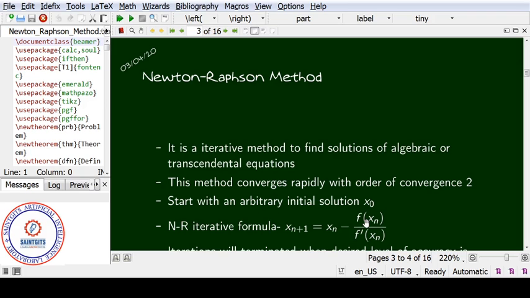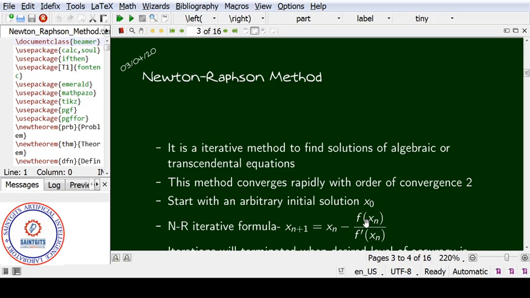Algebraic equations means an equation which involves a variable x or y and its higher powers and equal to some constant or 0. Transcendental equations are equations which involve transcendental functions like trigonometric functions, logarithmic functions, or exponential functions. This method converges rapidly, with order of convergence 2. That means the Newton-Raphson method is a fast method and it gives approximate solutions within a short time and within few iterations.